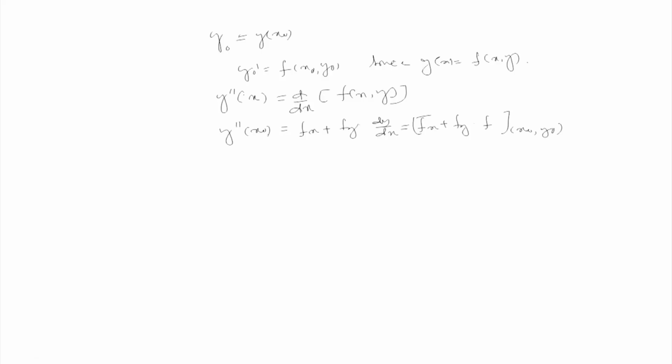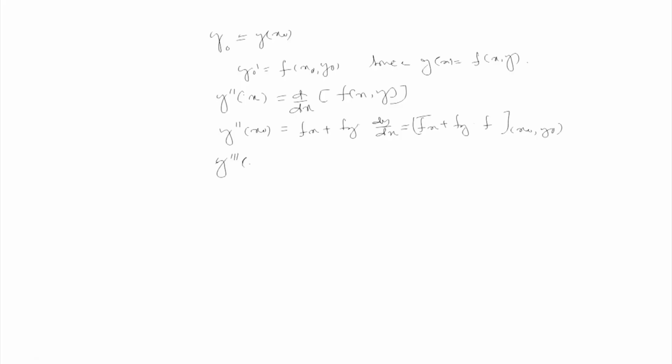So, if we proceed like a third order differential equation, we can write y triple dash of x, that is nothing but d by dx of (fx plus fy into f). If we differentiate, we obtain this as fxx plus y dash whole square fyy plus 2y dash fxy plus y double dash fy.